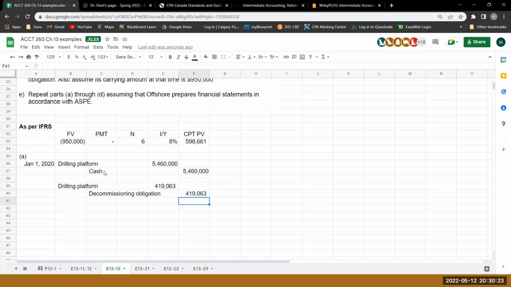Now, what happens is over time, the decommissioning obligation is accreted to value. How does that happen? Since we set up a rate of 8%, right? So we start with Jan 1st, 2020, and we have a balance of 598,661.